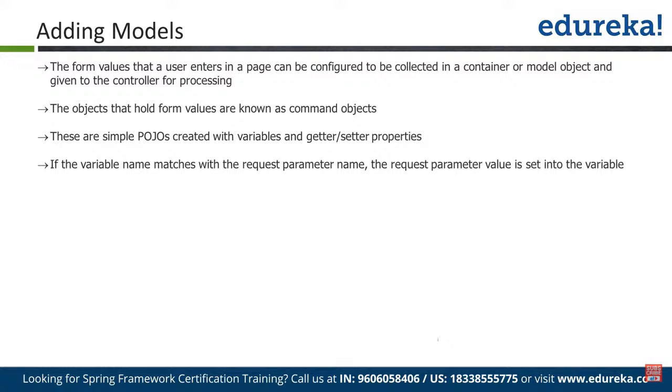These are simple POJOs created with variables and getters and setters. If the variable name matches the request parameter name, for an example, String name, String ID, String email, so it matches with the HTML parameter, then the request parameter value is set into the variable automatically. So if you guys remember from the old days, what we needed to do is use request.getParameter to read those values from the request, right?